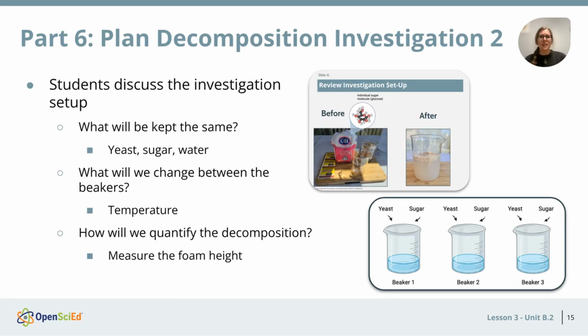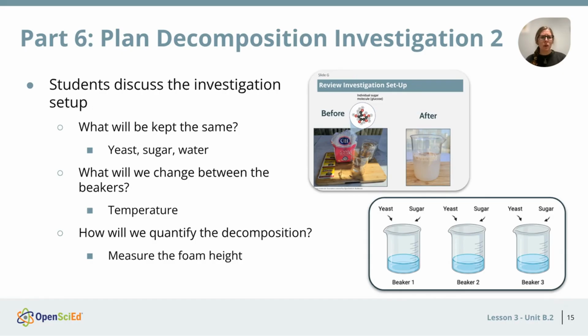Part 6 is where students will be continuing their plan for the decomposition investigation. In the first section of planning the decomposition investigation, students are identifying their variables. And then in this part, students discuss the investigation setup. What are we going to keep the same? What are we going to change? Temperature. And how can we quantify the decomposition?